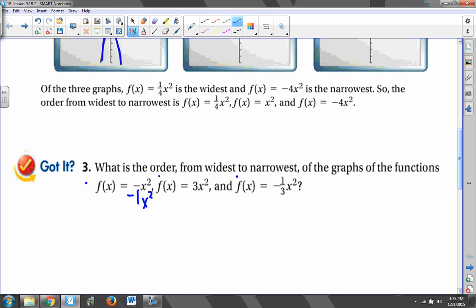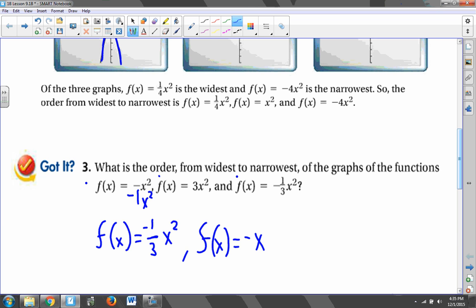All right, our order here should be, widest is f of x equals negative 1/3 x squared. Second would be f of x equals negative x squared, or negative 1x squared. And our widest is f of x equals 3x squared. All right?